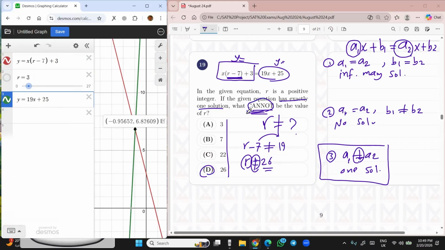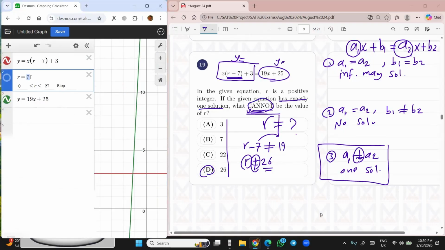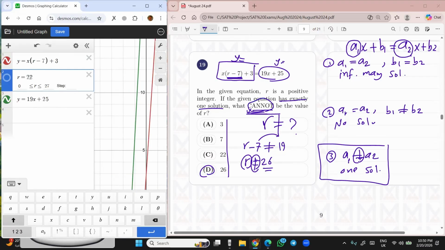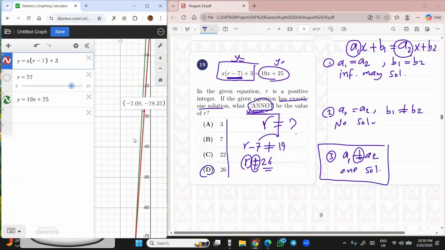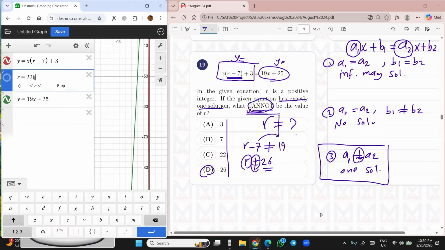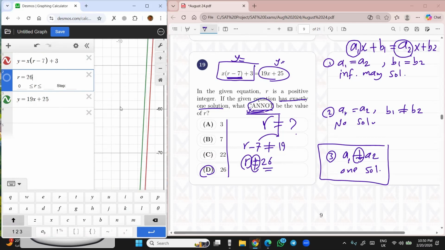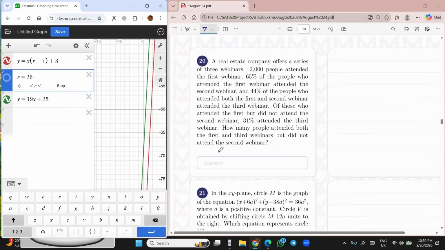The question says, which cannot be the answer. So 3 is an answer. What about 7? We can replace r by 7. Also, we get one solution here. If you replace r with 22, we can get one solution, but this may be away from here. If you just move down, you can find the solution here. But if you replace r by 26, we have no solution. These lines are parallel forever. They cannot intersect, which means that r cannot be 26. Question number 20.